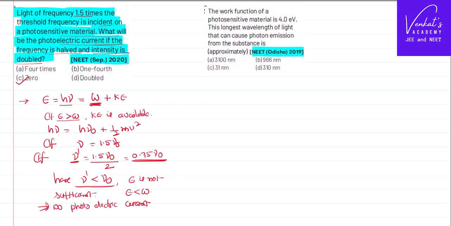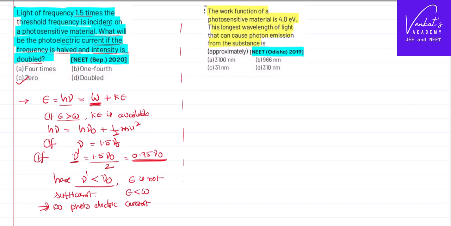Right? That is a simple conceptual question. Let's have a look at the next question. The work function of a photoelectric metal is given as 4 electron volts. The longest wavelength of light that can cause photoemission from the substance is how much? That's what is being asked, right?